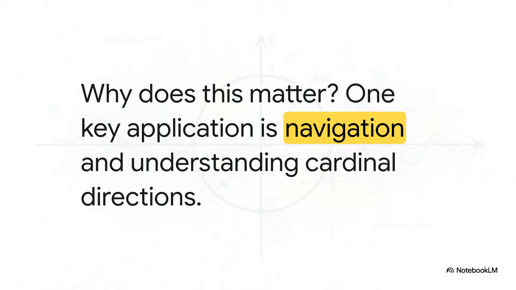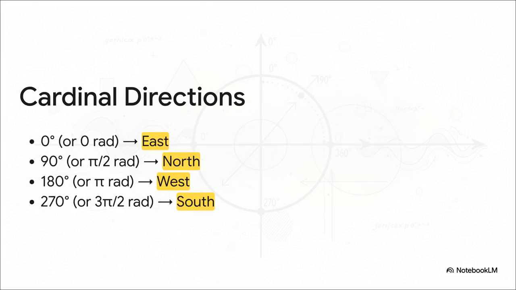So you might be thinking, okay, I get it, but why are we so obsessed with just these 4 points? It's a fair question. The reason is because these 4 points are the foundation for anything that deals with direction. And the perfect real-world example? Navigation. I mean, think about it. Our 4 quadrantal angles are literally the cardinal directions on a compass. 0 degrees is east, 90 is north, 180 is west, and 270 is south.